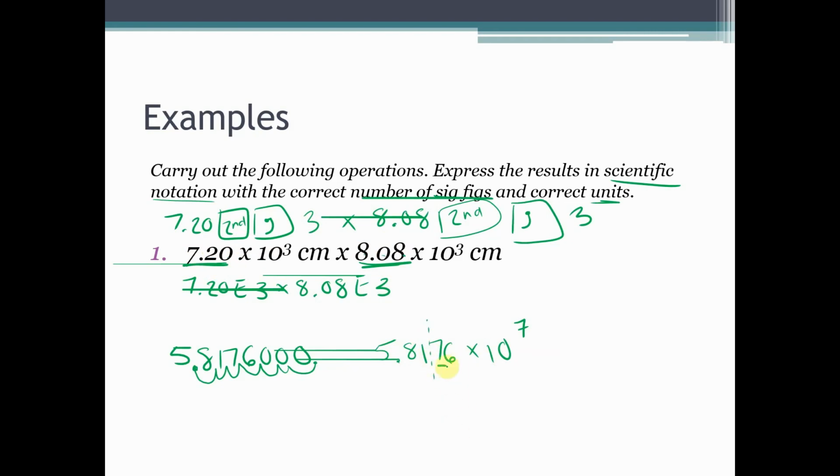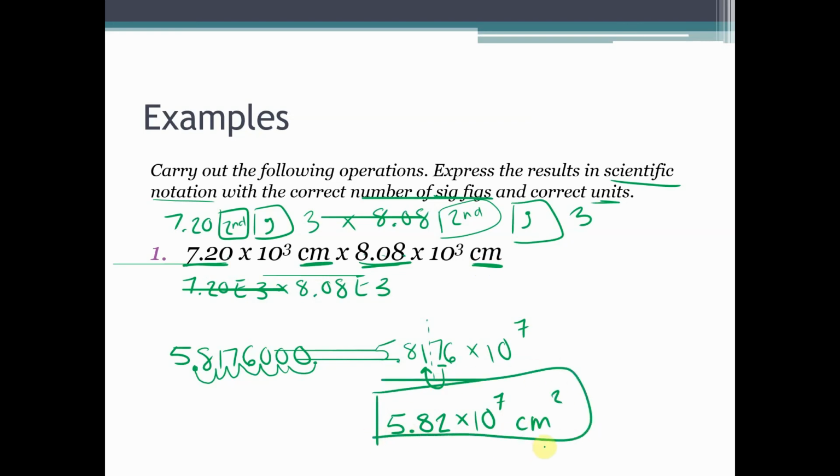So we're going to cut it off right behind this 1. 7 says to round up. So we will get 5.82 times 10 to the 7th. And at this point, maybe you're patting yourself on the back. Good job, me. I got my answer. There are no units. Your answer is wrong. Remember to include your units. When you do centimeters times centimeters, it's going to give you centimeters squared. So that is our final answer: 5.82 times 10 to the 7th centimeters squared.